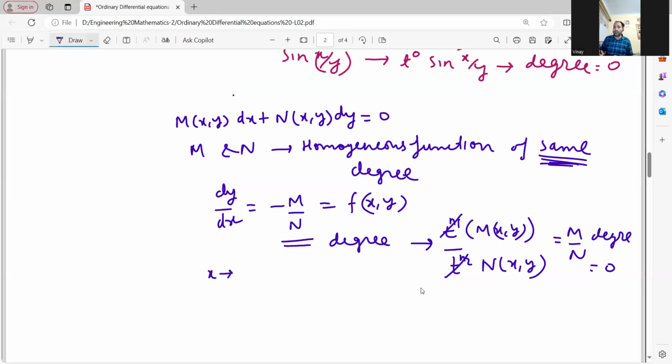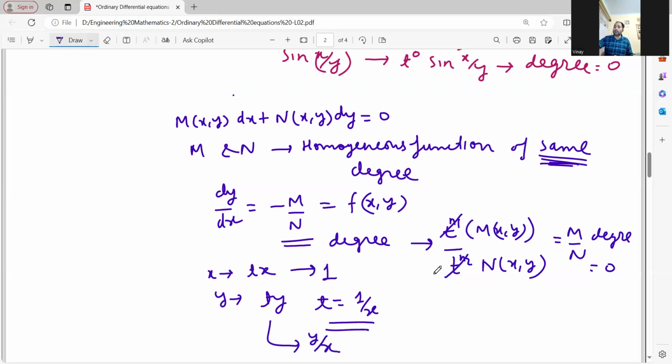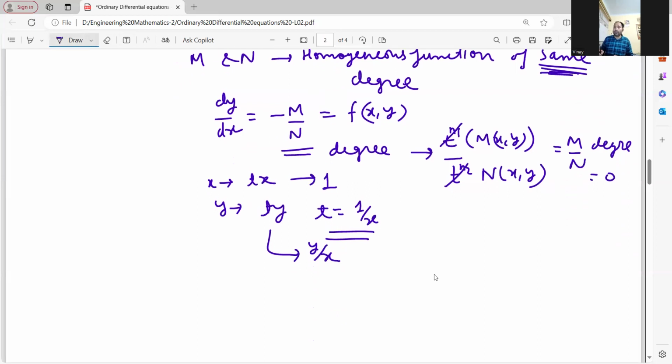Remember earlier we replaced x by tx, y by ty. Here take t is equal to 1 by x. Then x will become 1 and y will become y by x, isn't it? So what did you get? dy by dx is equal to f of 1 comma y by x, right? And if you assume y by x is equal to z, what will you get? f of 1 comma z.